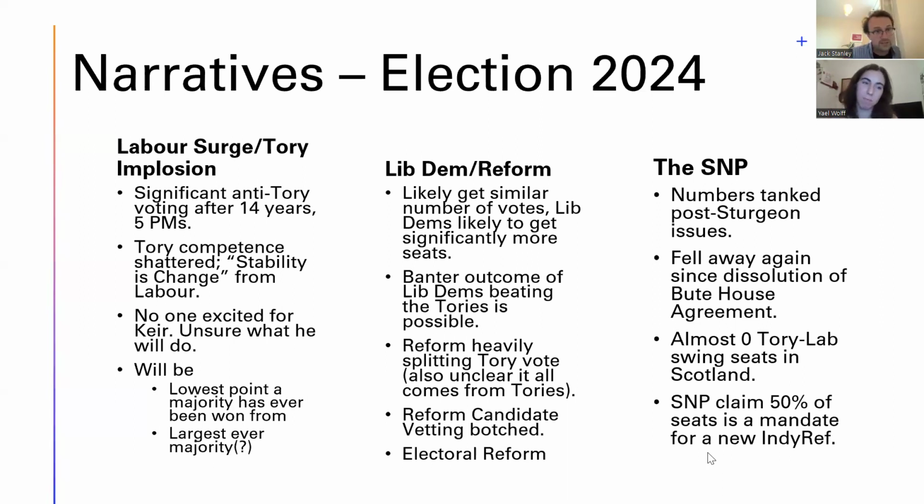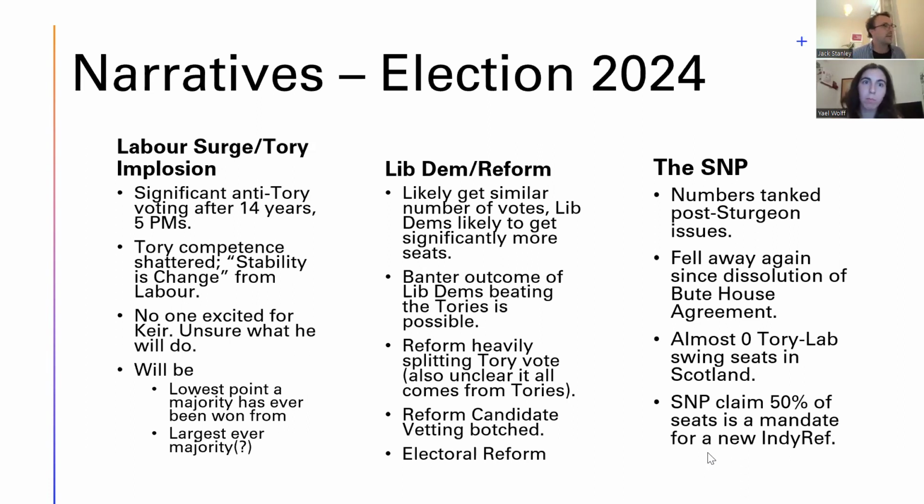And if he wins a majority, it will be the lowest point following the 2019 election with Jeremy Corbyn that anybody has ever won a majority from. It'll be like the greatest political comeback in UK political history for a party. It may be the largest ever majority in UK, or definitely in post-war UK politics.